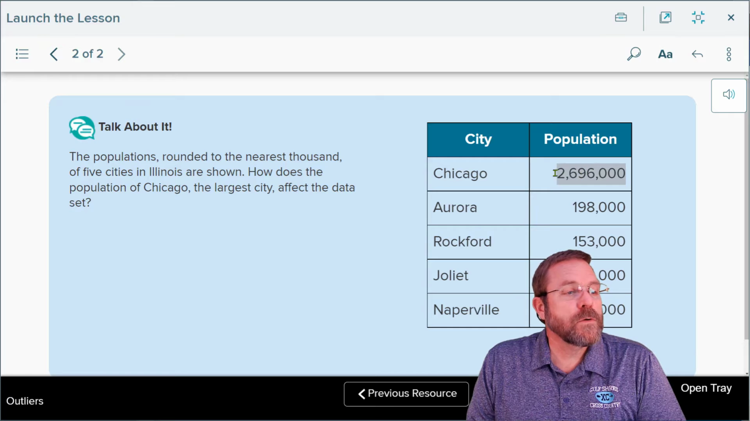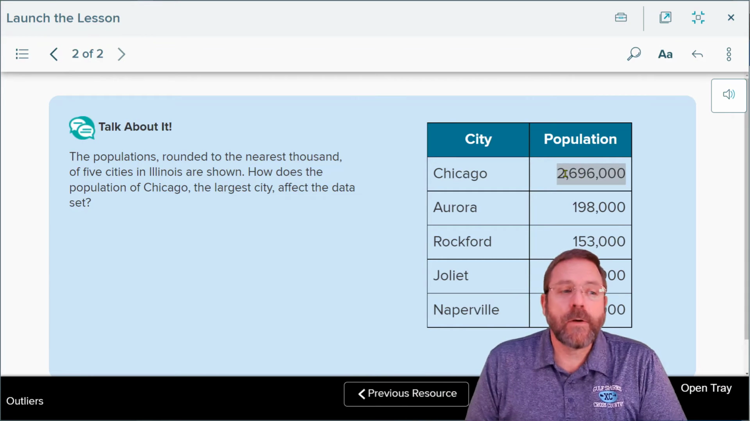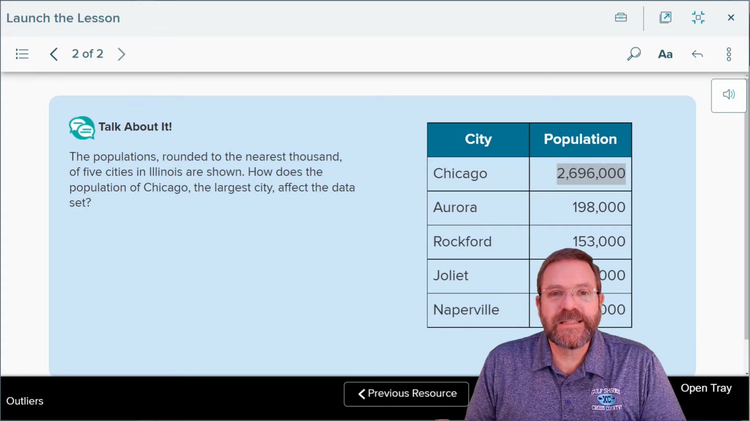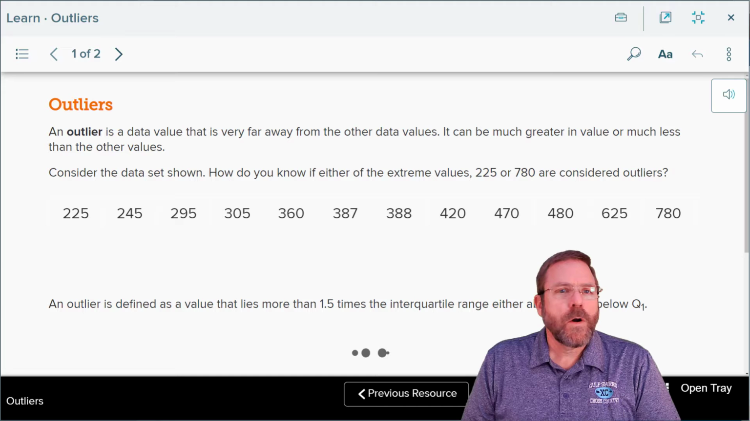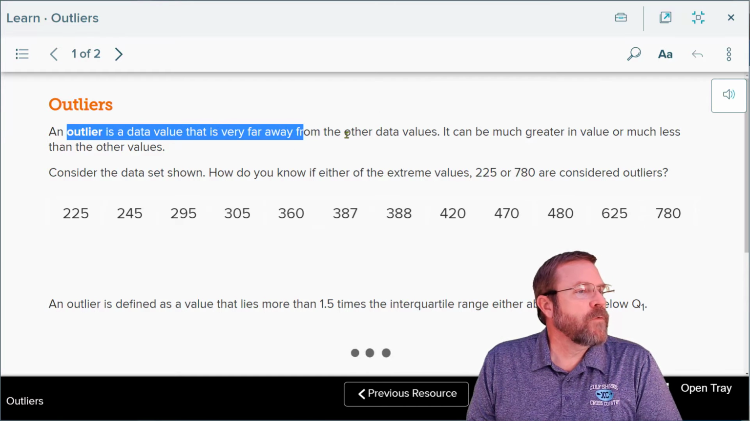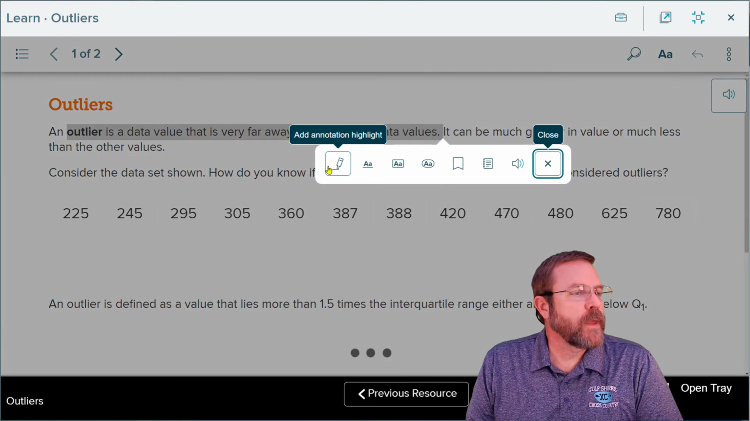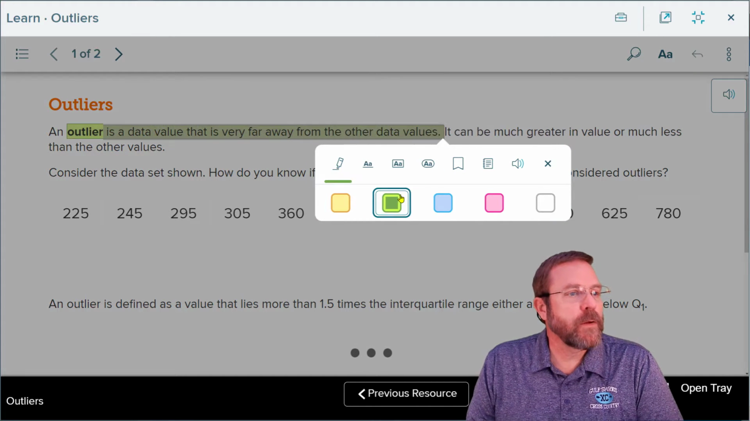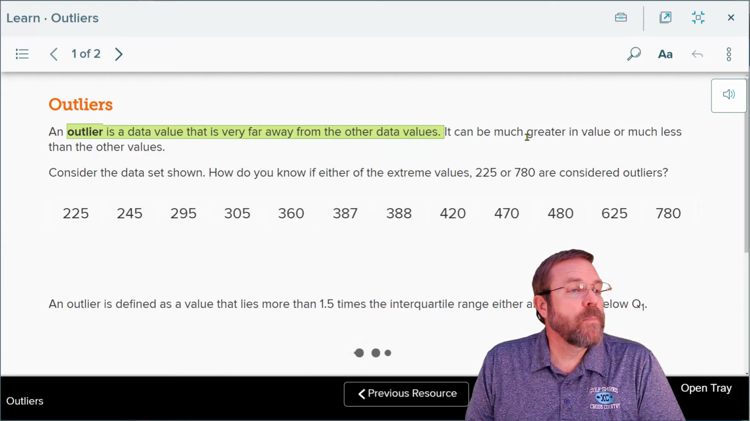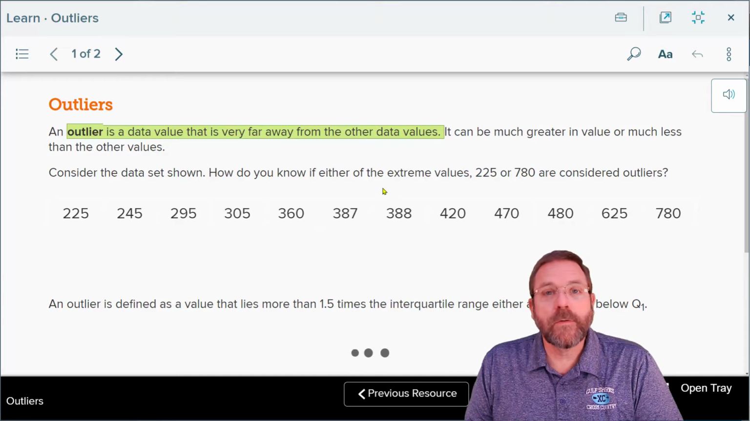But it's so large that Chicago becomes an outlier. It's so far away from all the other populations for the large cities in Illinois that it just really separates itself from the rest of them. That would be a good example of an outlier. Our textbook defines an outlier as a data value that is very far away from the other data values. So that's going to be the vague definition of an outlier, which I like, not the mathematically precise definition. It says it can be much greater in value or much less in value than the other values.